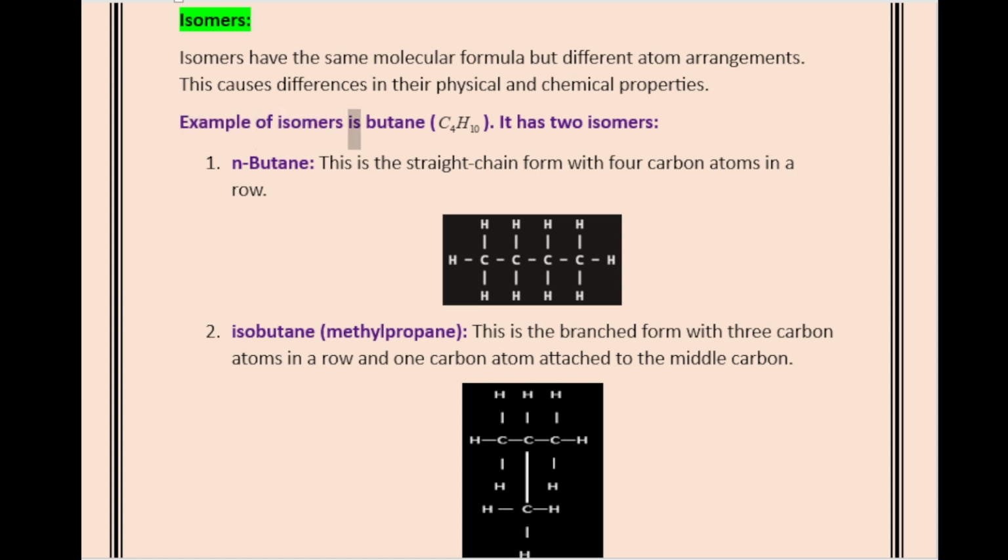An example of isomers is butane. It has 2 isomers. n-butane: this is the straight chain form with 4 carbon atoms in a row. Isobutane, methylpropane: this is the branched form with 3 carbon atoms in a row and 1 carbon atom attached to the middle carbon.